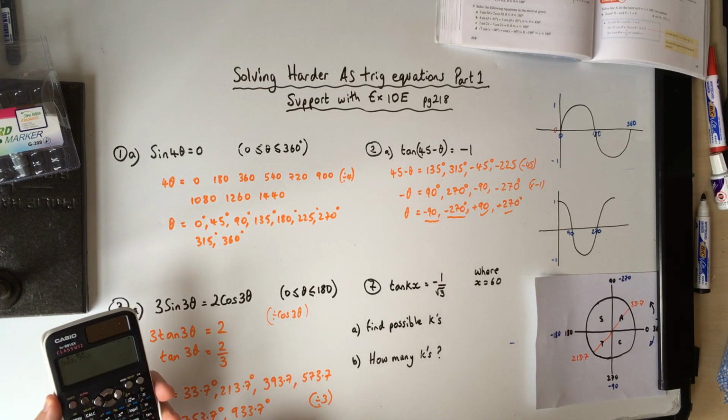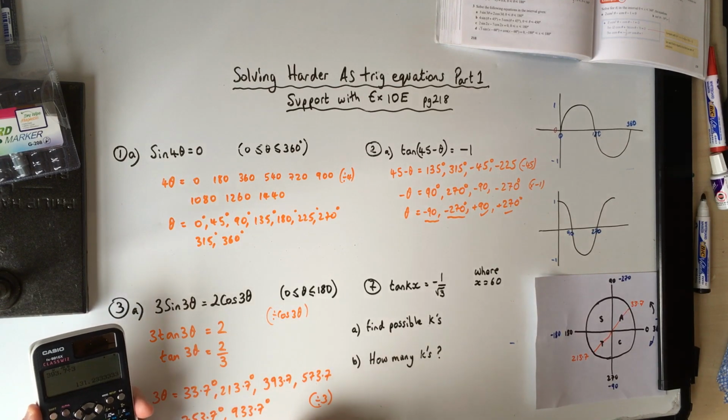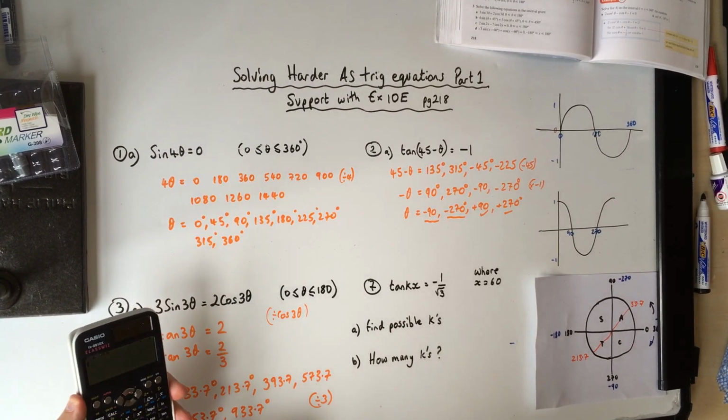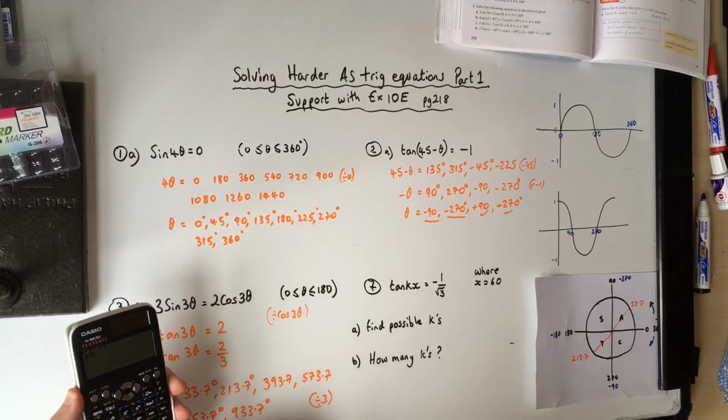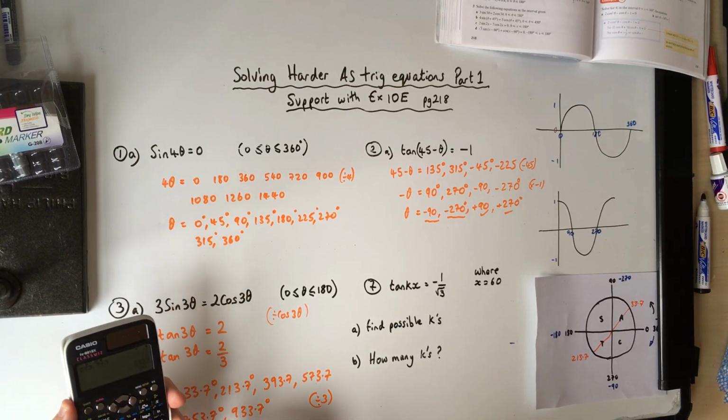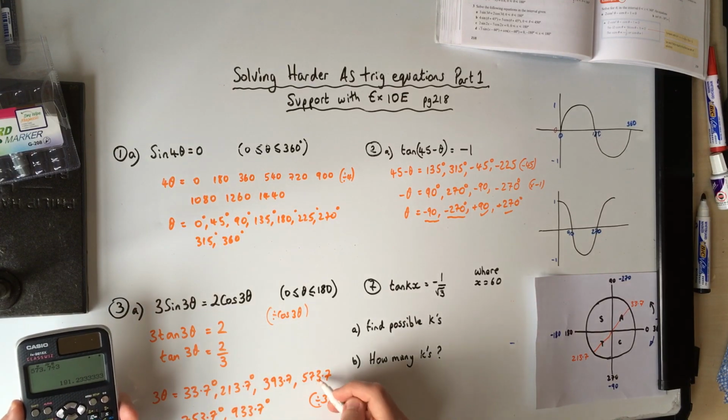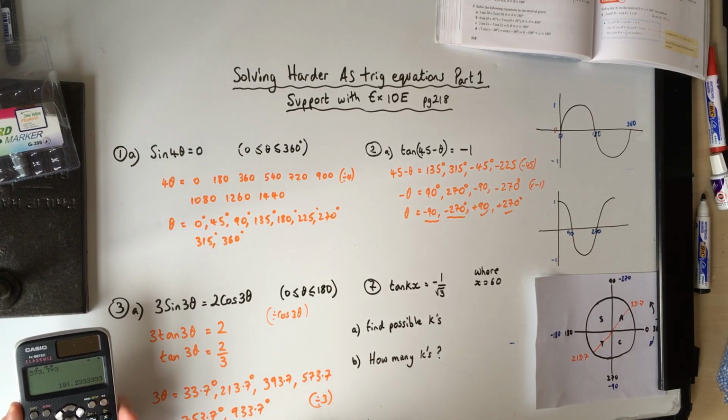393.7 divided by 3 is 131.2, and we're getting close to the limit now, aren't we? And I think this one, 573.7, is going to be out, isn't it? Okay, it's 191, so we don't want any more. So it's just those 3.